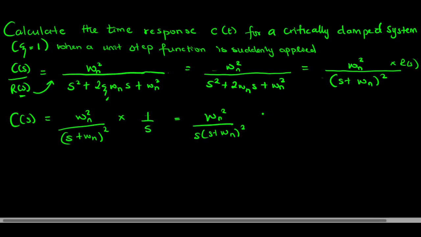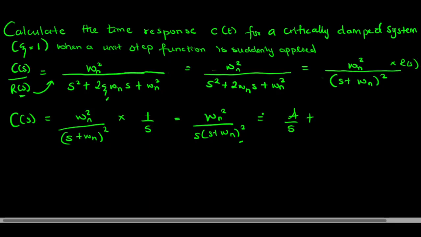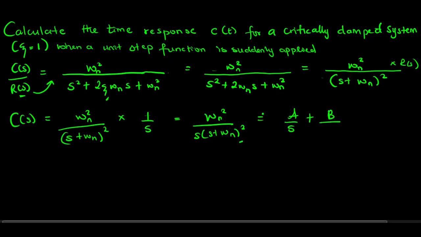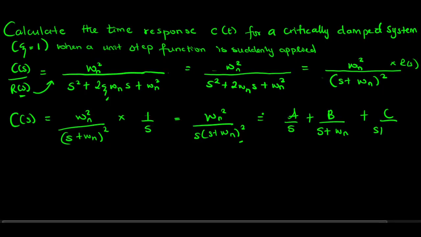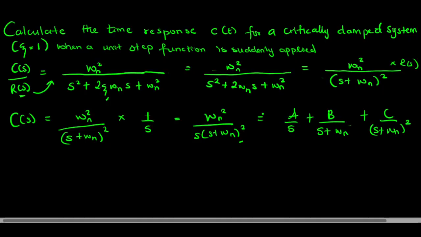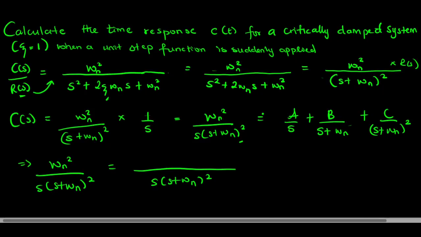So now from here we're going to do partial fraction decomposition. It's going to be equal to A over s, plus, because of the nature of this, we have what we call repeating roots, B over (s + ωn), then plus C over (s + ωn)². So when you have repeating roots, this is how the partial fraction decomposition will be. We're going to take our LCM. So this will be the denominator.